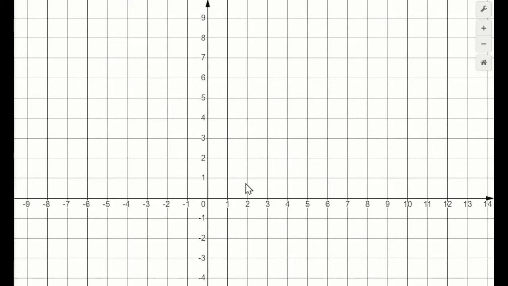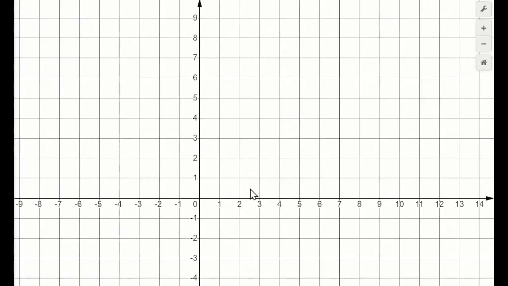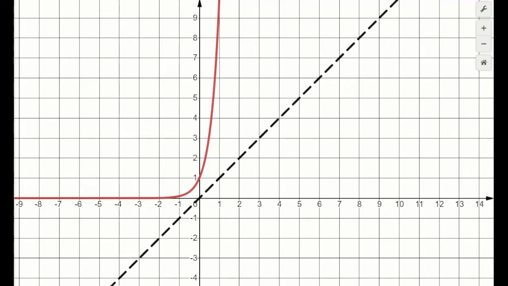All right, so now on our graphing space here with Desmos, this is the graph for 10 to the x. As far as the graph of an exponential function, nothing should surprise us. And here we go, the 45-degree line right here.